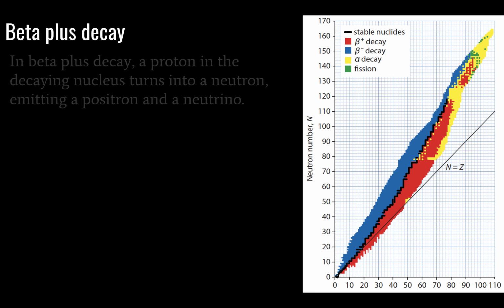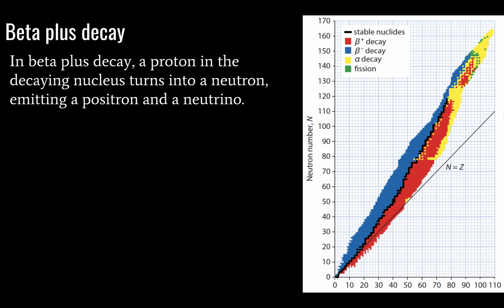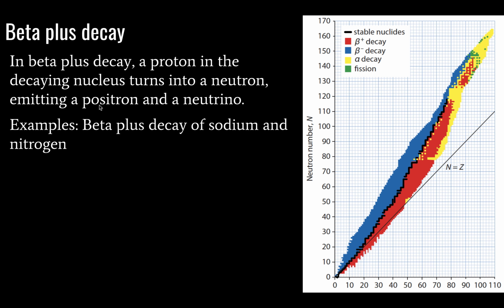Okay, so our beta plus decay is where a proton in the decaying nucleus turns into a neutron, and this emits what is called a positron and a neutrino. So again, a positron is the antiparticle of an electron, and it has the same characteristics as an electron except a positive charge. Okay, and we'll talk about antimatter a little bit later.